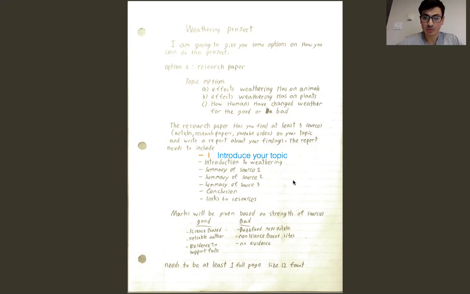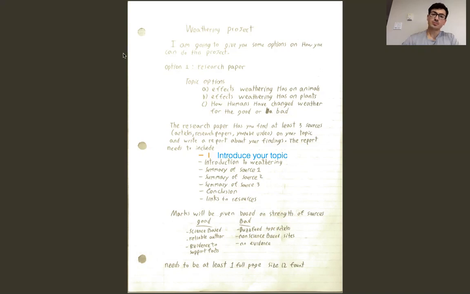Again, I went over that I'll give marks based on the strength of the resources. And I want this paper to be at least 1 page, size 12 font. So you can separate it up into paragraphs. It doesn't have to be just one massive text. And if you're finding that this is a big project for you, because you're not used to writing so much, although I think it's pretty reasonable, please let me know.